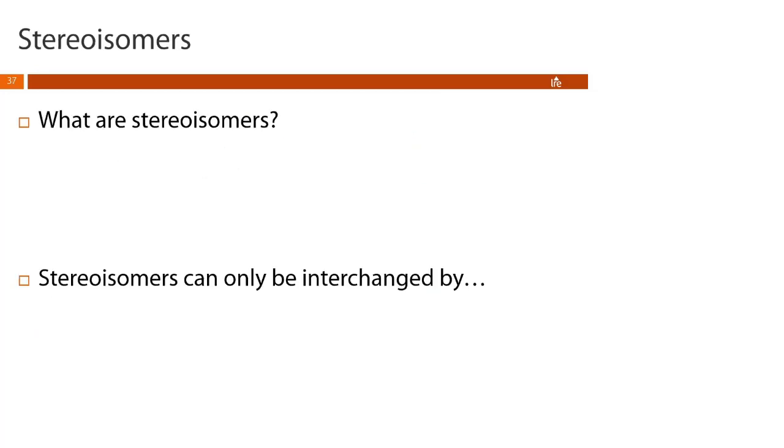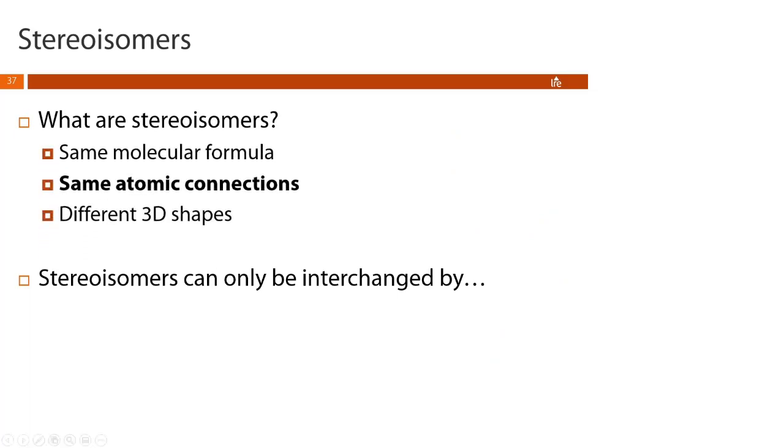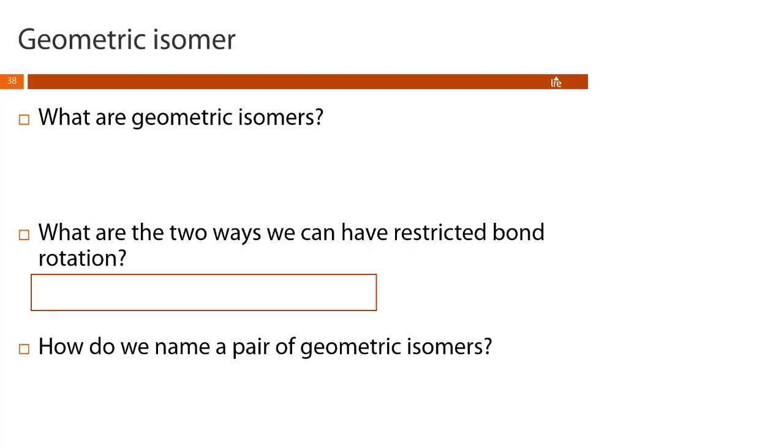Okay, so our next group of isomers we're going to talk about are stereoisomers. So stereoisomers, like all isomers, have the same molecular formula. They have the same atomic connections, but there's something different about their shape. And stereoisomers can only be interchanged by breaking bonds. So today we're going to focus on a specific type of stereoisomer called the geometric isomer.